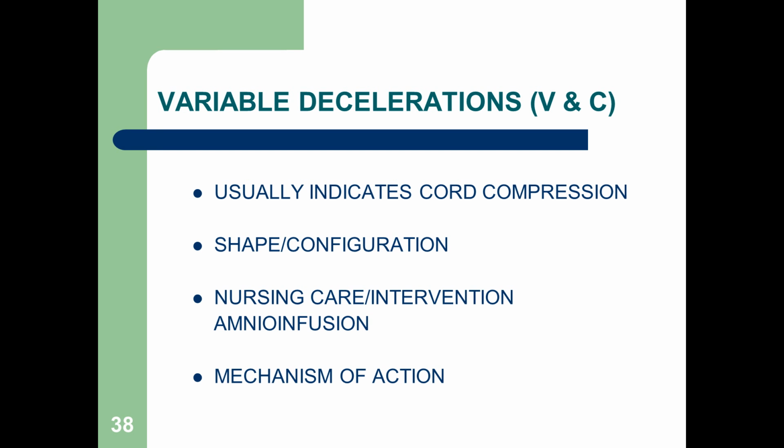So nursing care certainly is to relieve pressure on the cord with a position change. O2, we increase the fluids. We stop the pit. Sometimes they order an amnio infusion, especially if we have a prolapsed cord or we can't get the baby's head off the cord, okay? So they'll do an amnio infusion to put some fluid back in there to help get the head off the cord, okay?